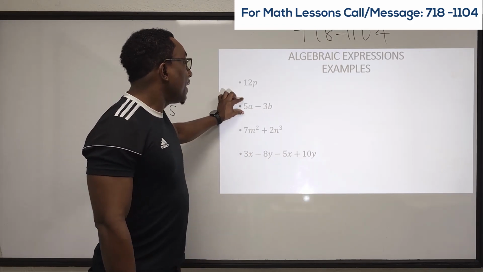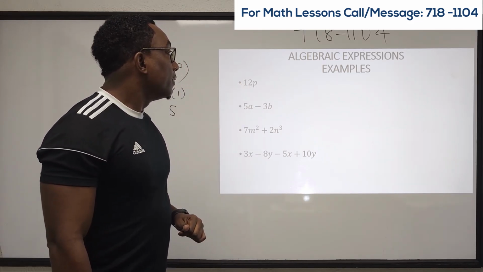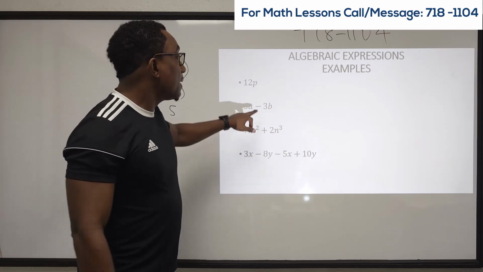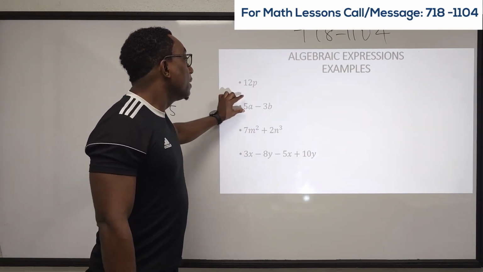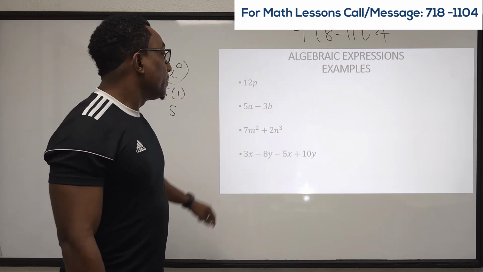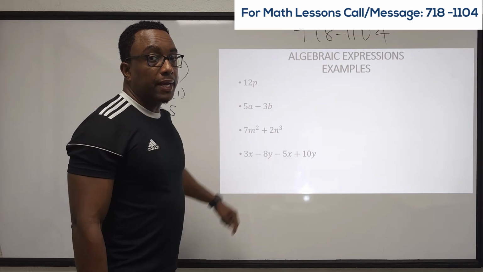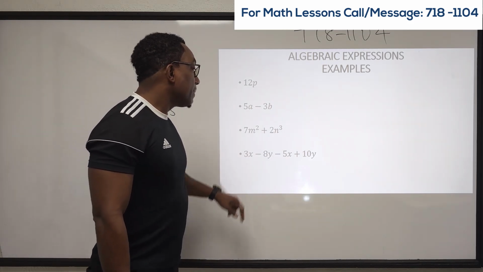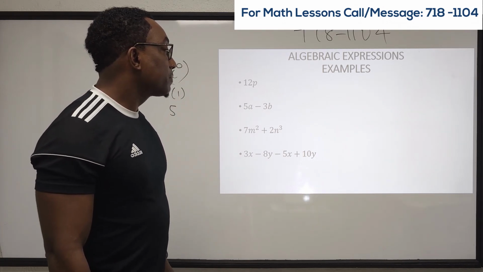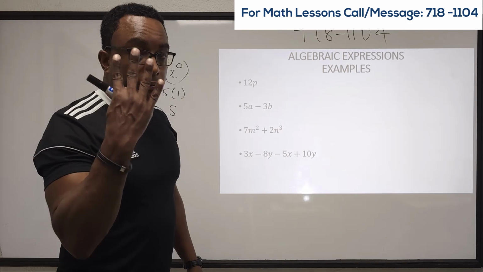This here is an algebraic expression, 5a minus 3b. We have 5a, which is one term. Of course, we have 3b, which is another term, and it's separated by a subtraction sign. So we have here an algebraic expression comprising of two terms. We have 7m squared plus 2n cubed. This is an algebraic expression comprising of 2 terms. We have 3x minus 8y minus 5x plus 10y. This is an algebraic expression comprising of 4 terms.